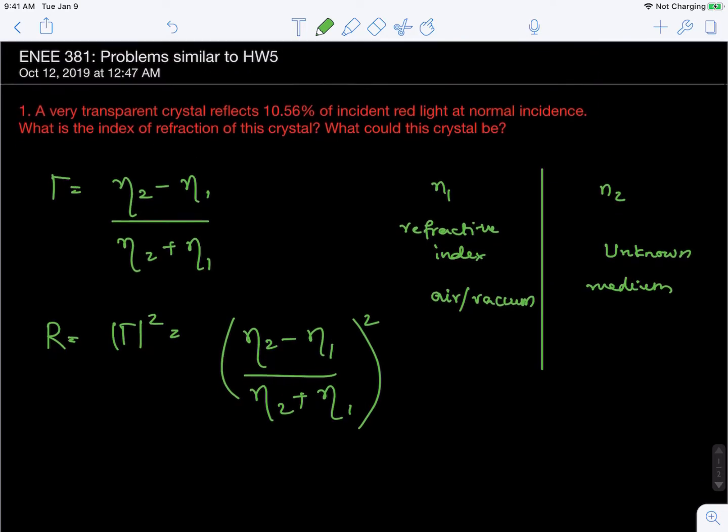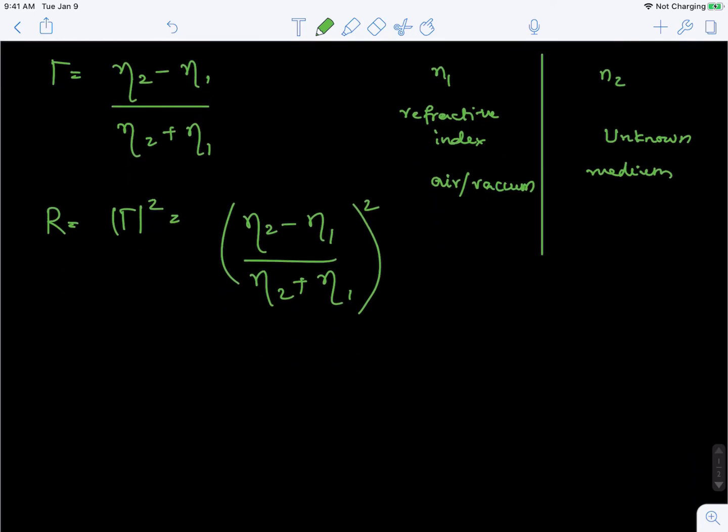Now we are talking here, in the problem, about red light at normal incidence. So red light is an electromagnetic wave, so we have to look at it in terms of power, and that is the reason we have to use the reflection coefficient R. So we have to use this formula.